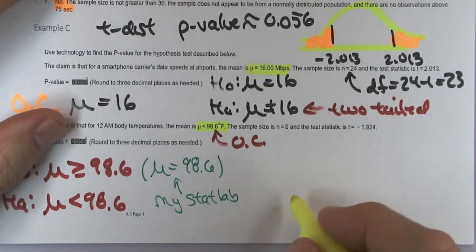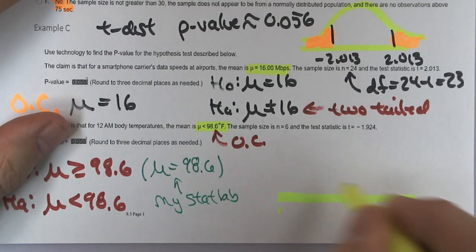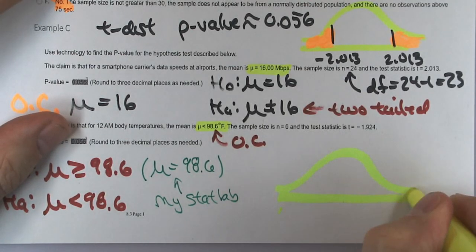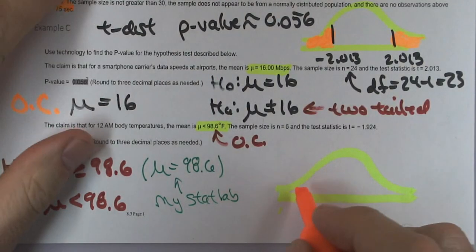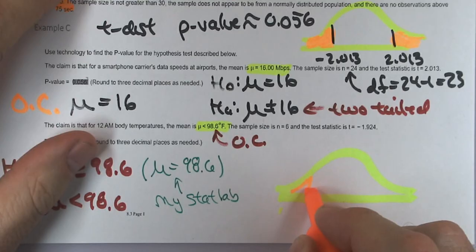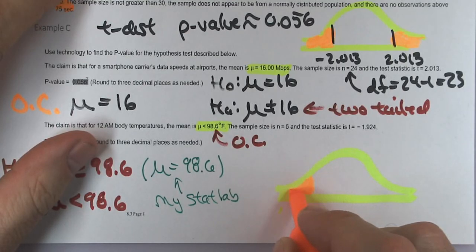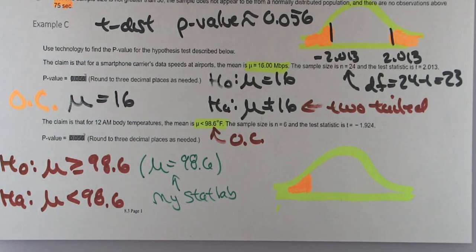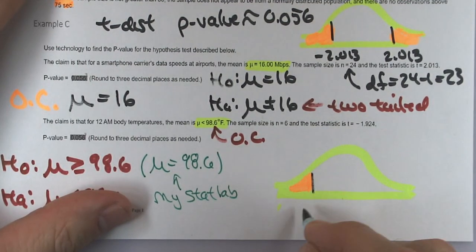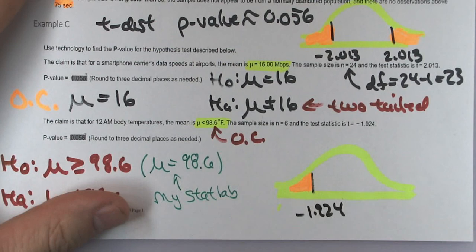Let's draw ourselves a little distribution here. And I want the area in the left tail, and that area needs to be the area to the left of negative 1.924. All right, thanks, Savannah.